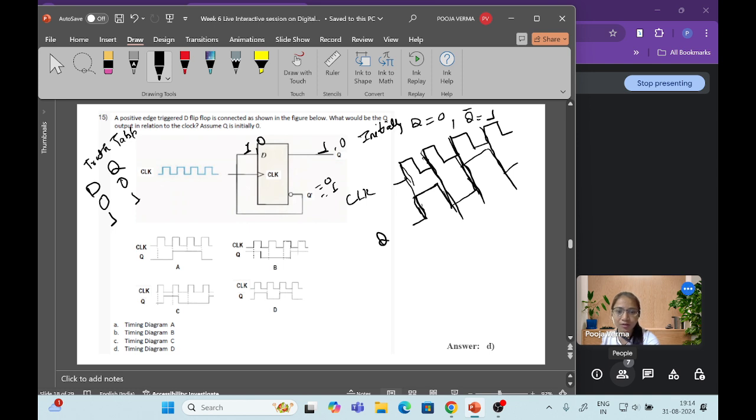So from here, option D is the correct one. Timing diagram D. So it is the Q output relation with the clock. This is the output relation with the clock. I hope you are getting this. So moving to the next question.